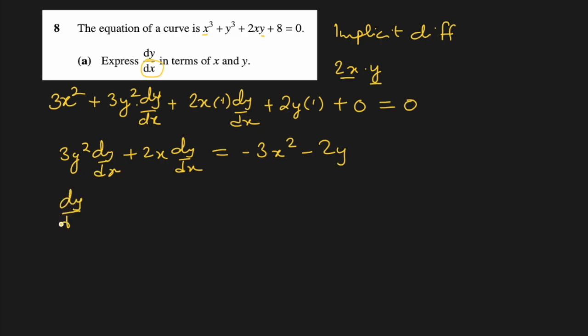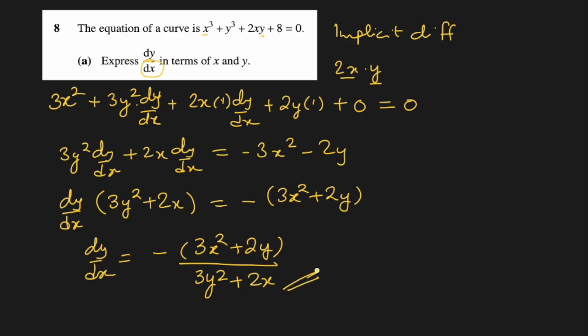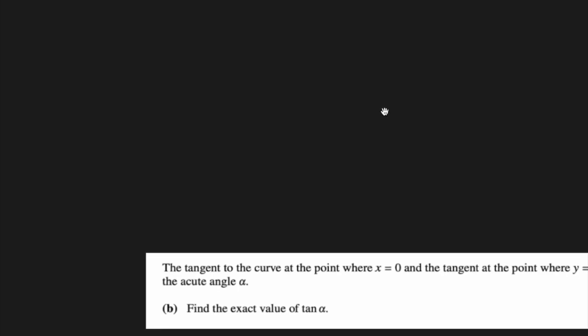Take dy over dx common. 3y square plus 2x is equal to, let's take minus common from these two, 3x square plus 2y. So dy over dx is going to be minus 3x square plus 2y divided by 3y square plus 2x. Express dy over dx in terms of x and y, and we have done that. There must be a b part also. This is the b part.